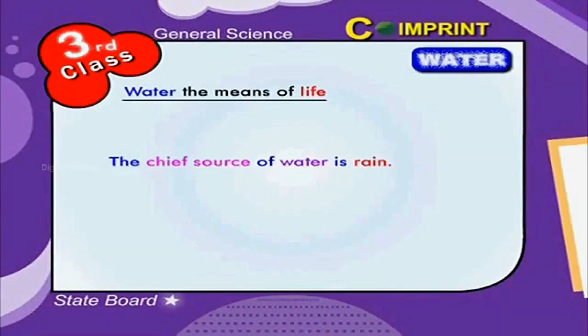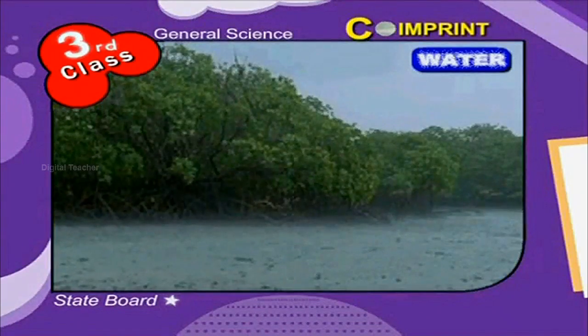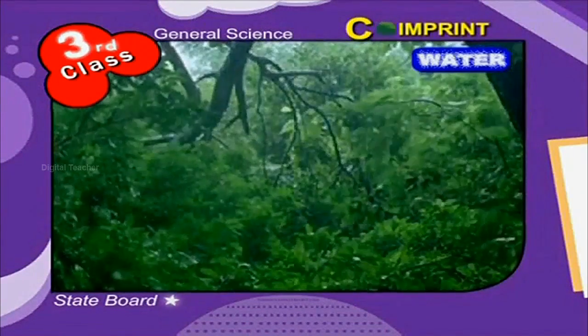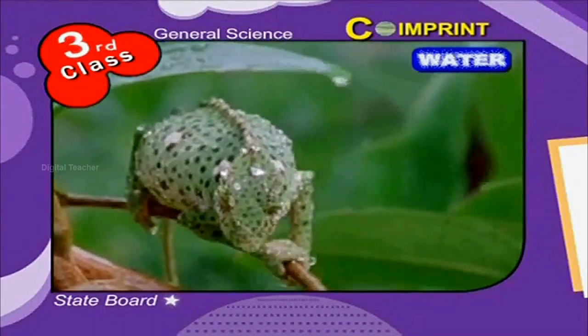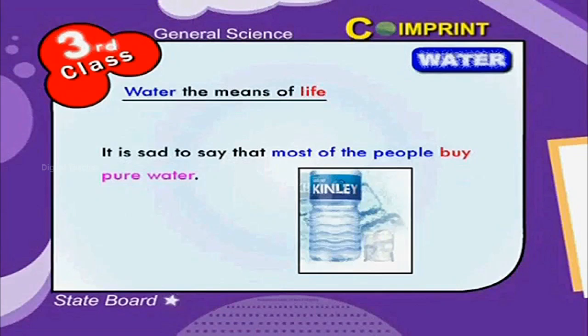The chief source of water is rain. We get rains when there is much area covered with forests. So, we must grow trees. It is sad to say that most of the people buy pure water.